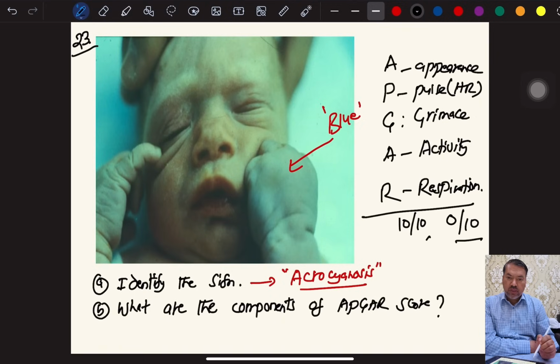So maximum score is 10, minimum score is 0. If it is more than 7, it is considered normal. If it is 4 to 6, it is considered mild depression or hypoxia, and less than 3 is called severe hypoxia or severe respiratory depression. So these are some of the important points there, students, which will be asked from here.